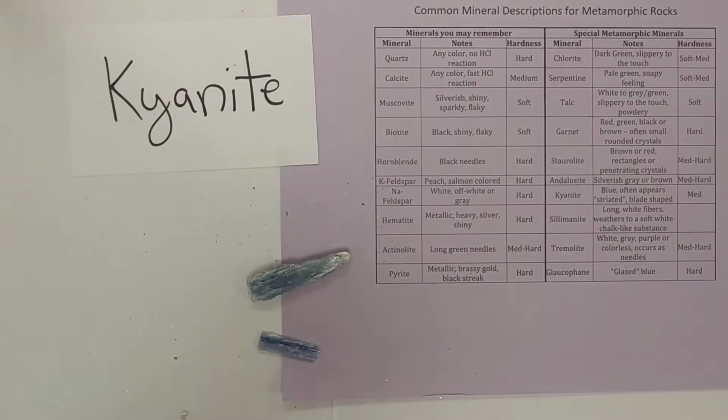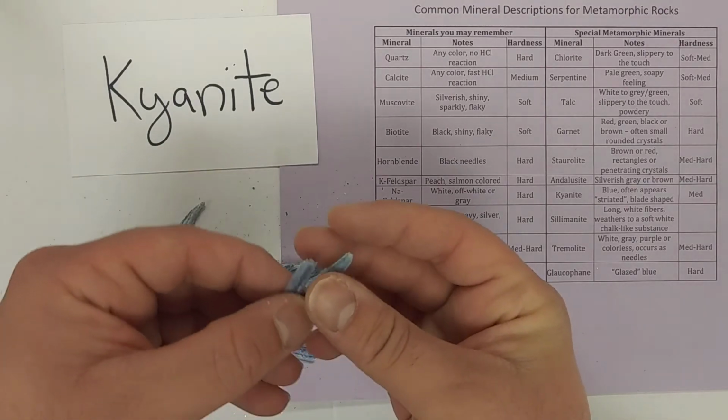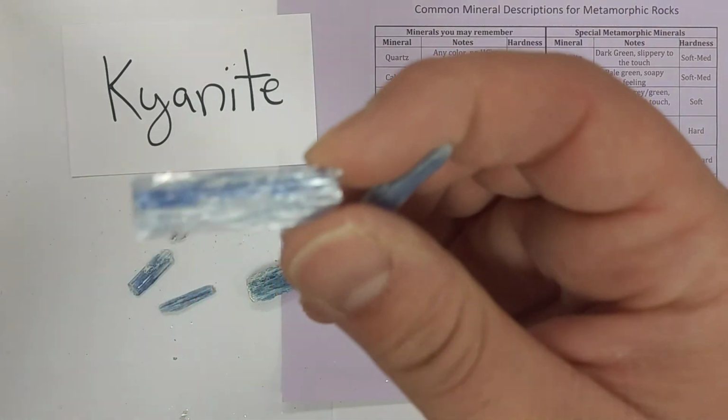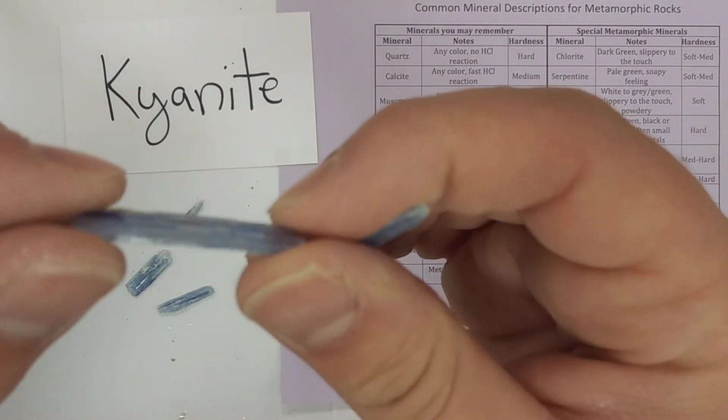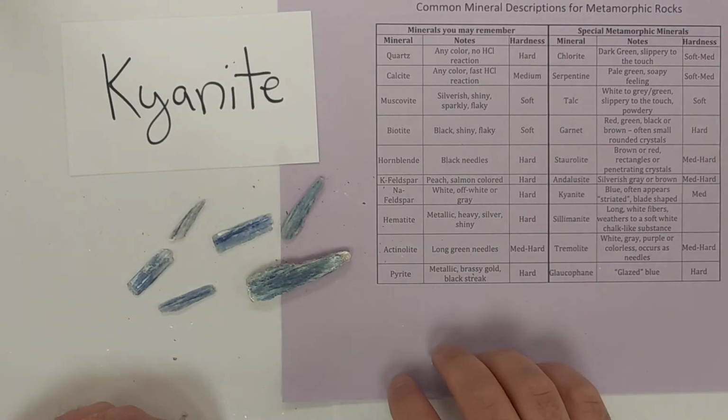All right, and kyanite. You should know kyanite, the bladed blue mineral. So there's kyanite, and it could be in any size, found in metamorphic rocks, usually in schist again, but remember, it's the bladed blue mineral there. So that's kyanite.